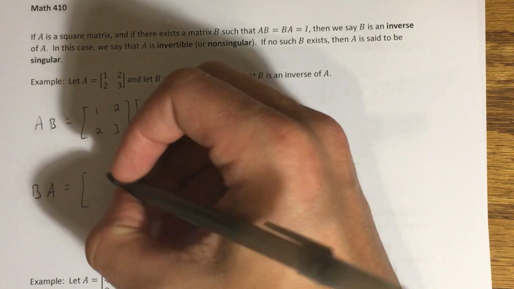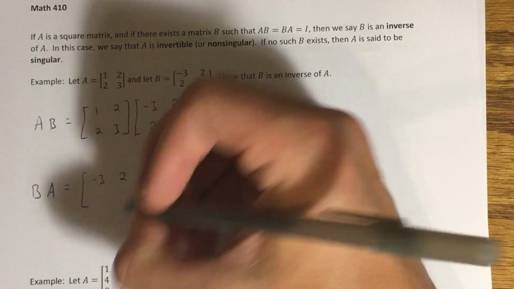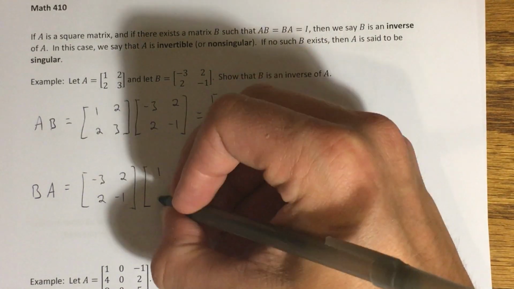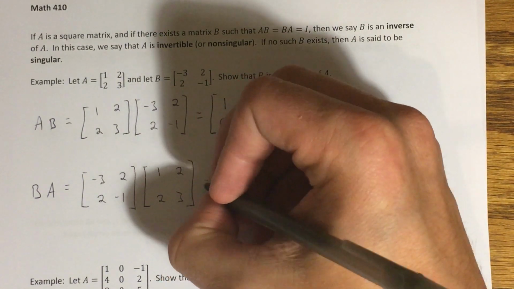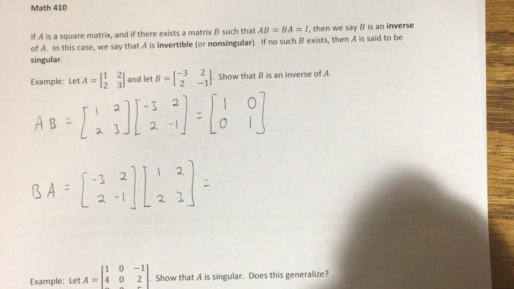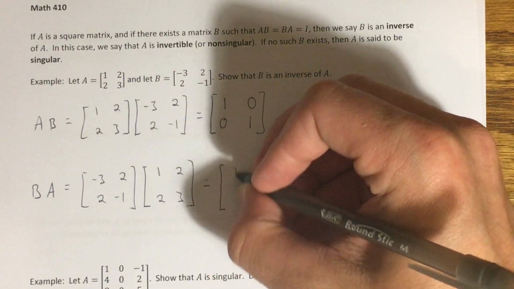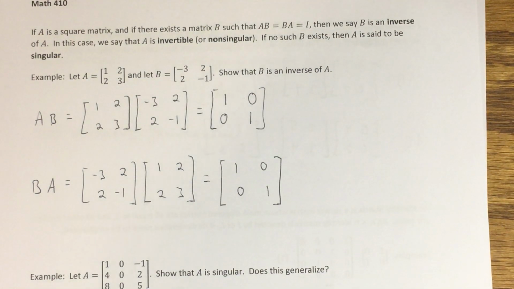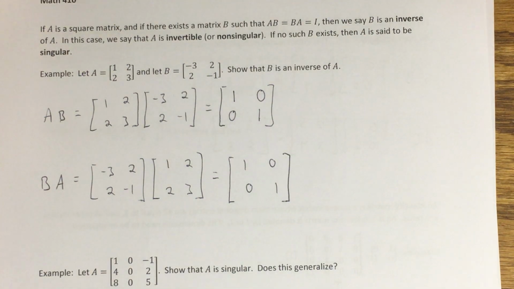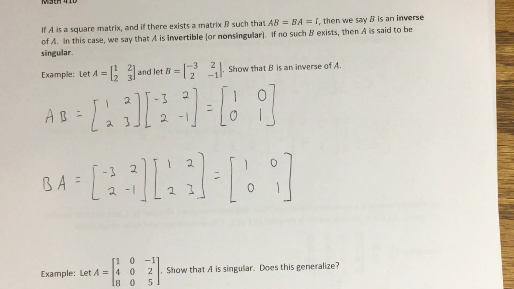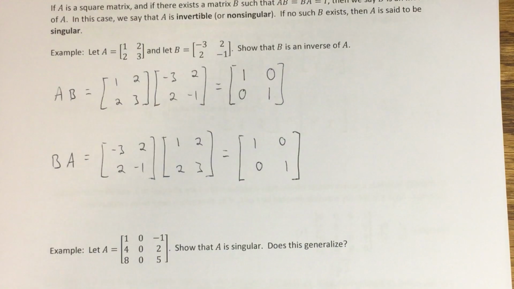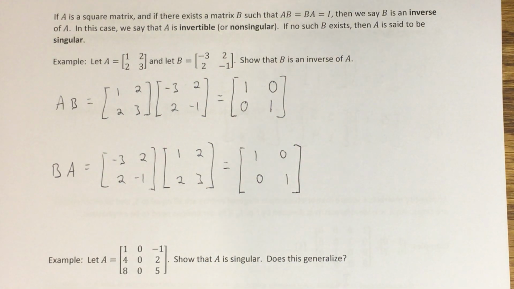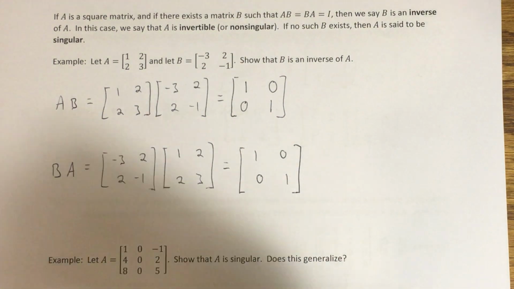If you reverse the order of this, so [-3, 2; 2, -1] times [1, 2; 2, 3], I'm going to let you check this. You verify the arithmetic works out. We also end up with the identity matrix in this case. Okay, so that would show that B is an inverse of A. All right. Now, one other thing that's worth pointing out here, if B is an inverse of A, then A is simultaneously an inverse of B.